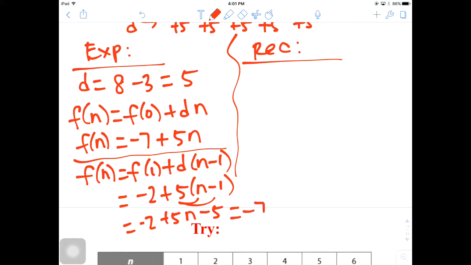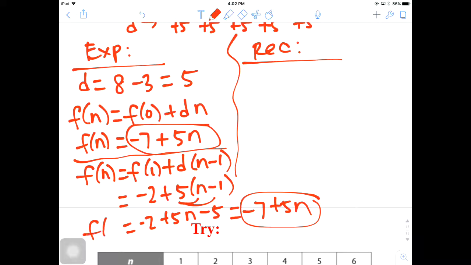Combining like terms will give me -7 plus 5n. And what did I tell you about the answer? It would be the same. So either formula is fine as long as you find the matching one to work with. Either way is fine.